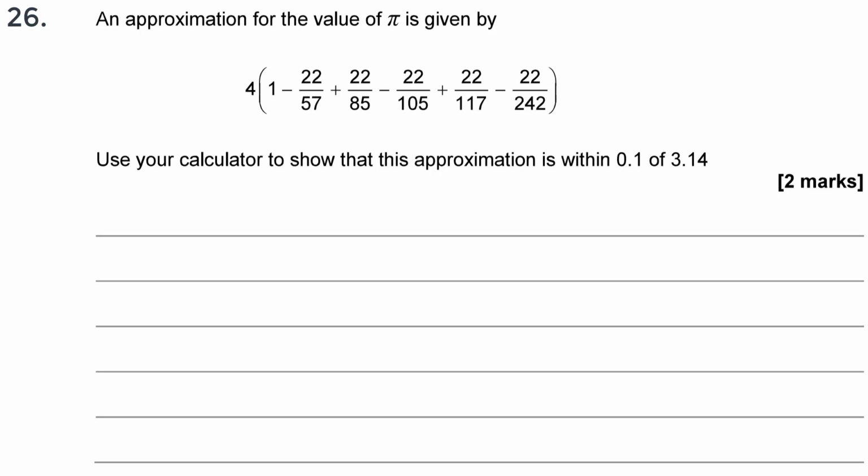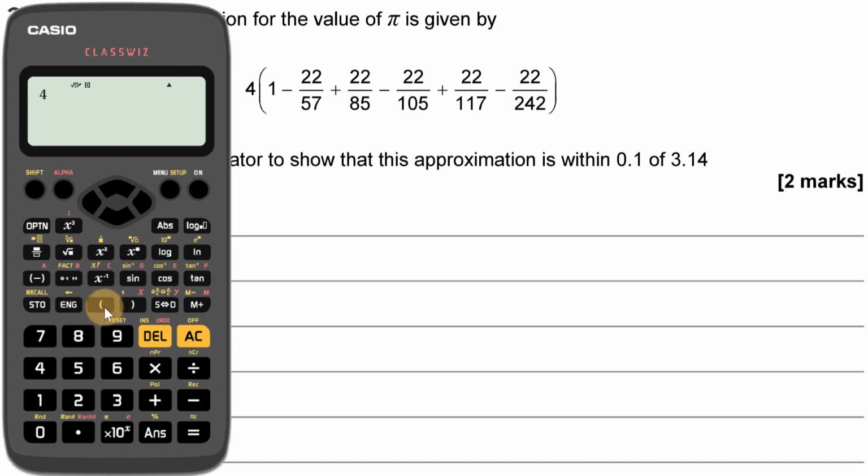So, calculator, tell me, what is 4 times the bracket 1 minus, I'm going to use the fraction key all the way through here, 22 over 57 plus 22 over 85 minus 22 over 105. Notice I'm using the arrow key to get me out of the fraction when I finish typing in, plus 22 over 117 minus 22 over 242, close bracket. What is that equal to then?